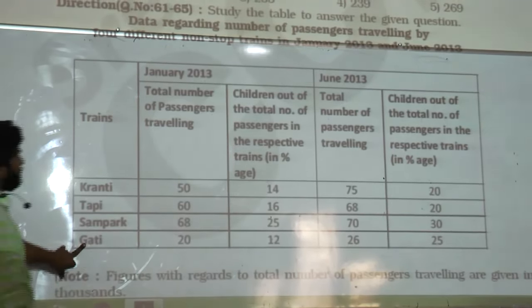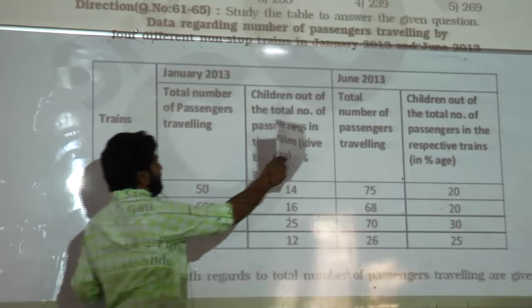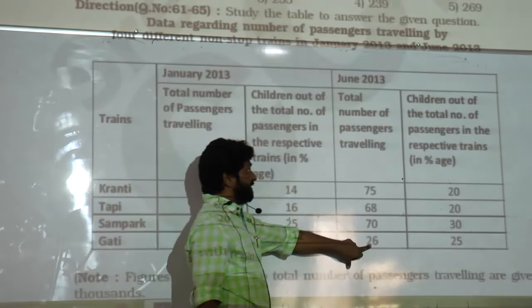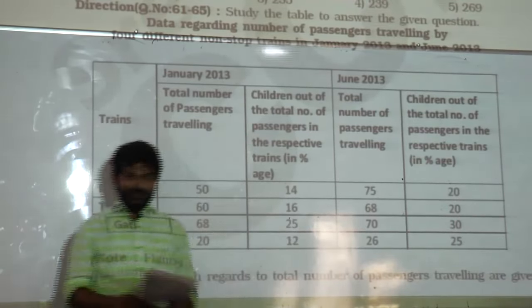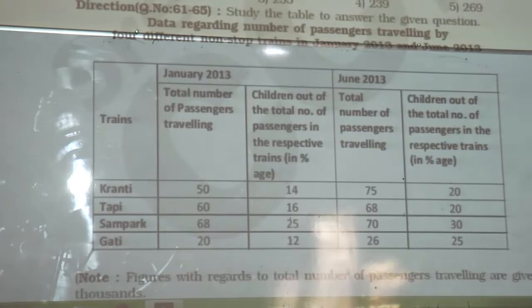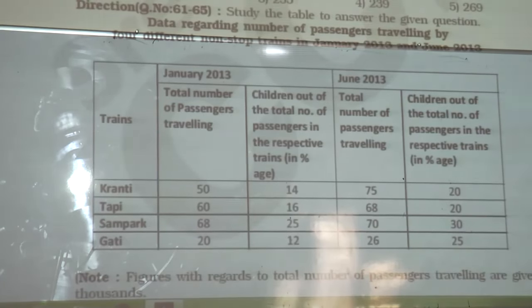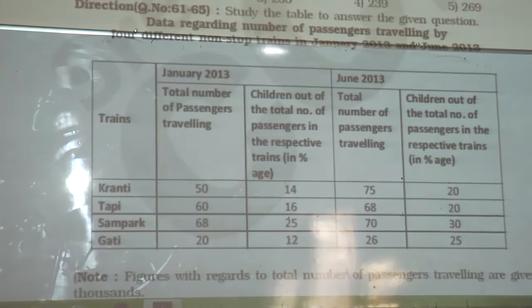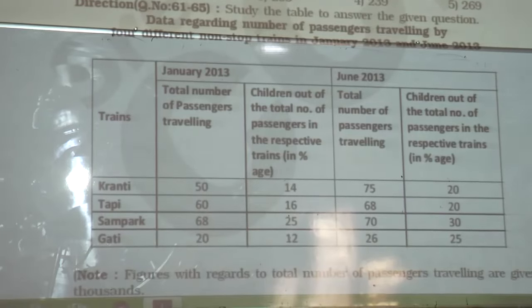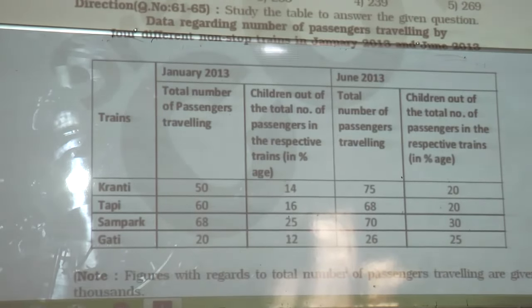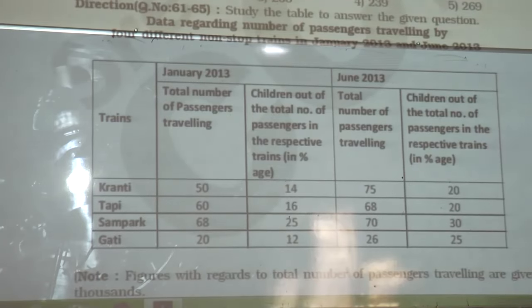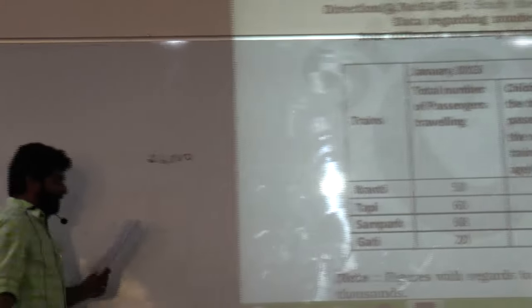Gati in 2013 we have 26 total number of passengers. Where is the 26 number given? It is given in the note, right. So in June we have 26,000 total passengers.